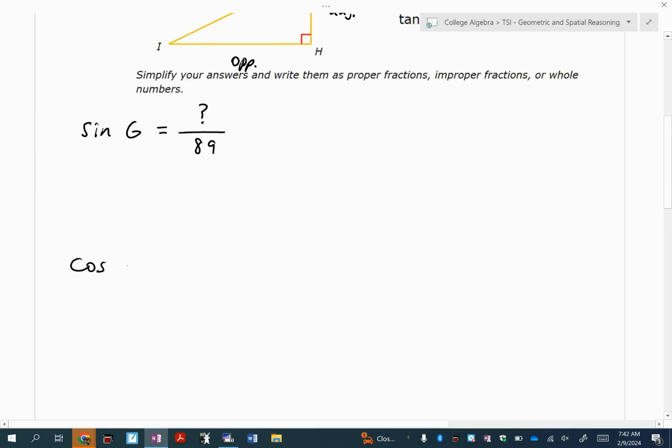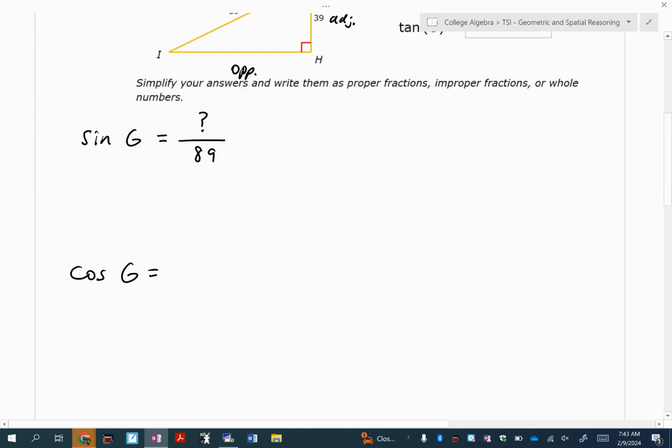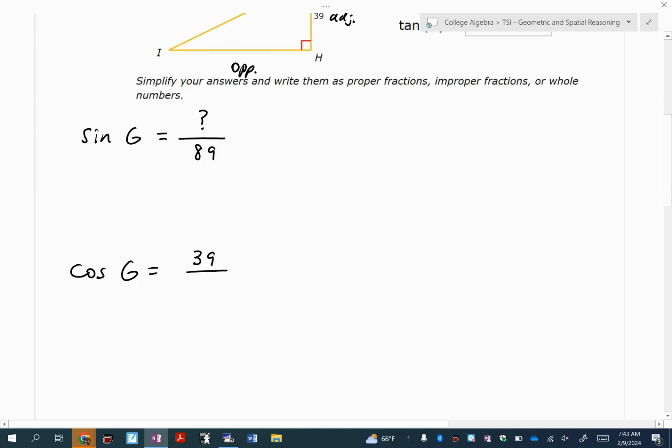I'm going to set up another one. So I have the cosine of G. Cosine is the adjacent side over the hypotenuse. Do I have the adjacent side when I look at angle G? I do, which is 39 over the hypotenuse, which is 89.